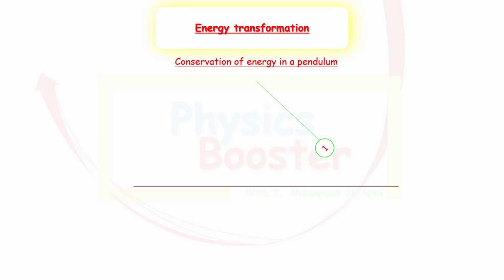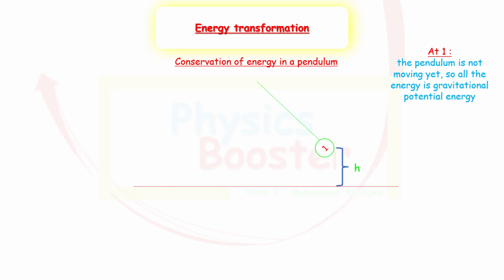Now, imagine that you have a pendulum that you raised with your hand to a certain height above the ground. Let's call this location number 1. At point number 1, the object is still in your hand and it is not moving yet, but it is above the ground. So all the energy is gravitational potential energy. It has no kinetic energy because it's not moving yet, and it has potential energy because it is above the ground.